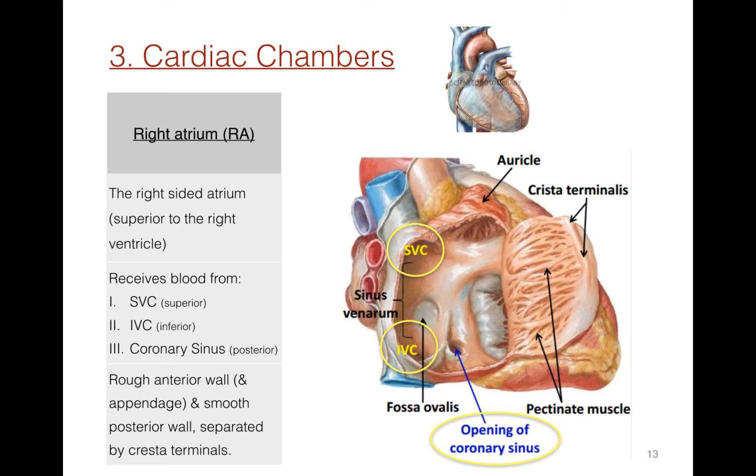The right atrium has a rough and trabeculated anterior wall, and its appendage inside is rough also. In contrast, it has a smooth posterior wall. The rough and smooth walls are separated by a structure called the crista terminalis.